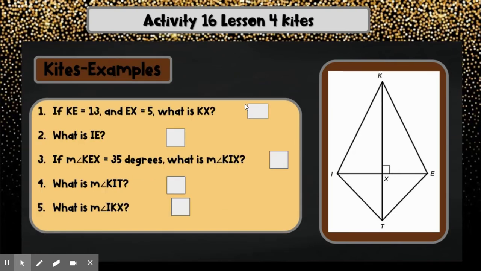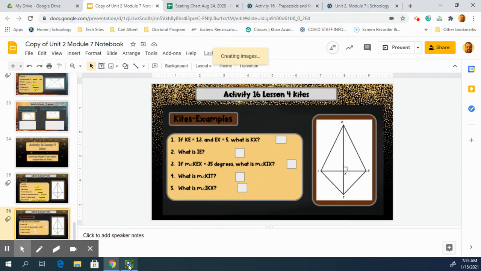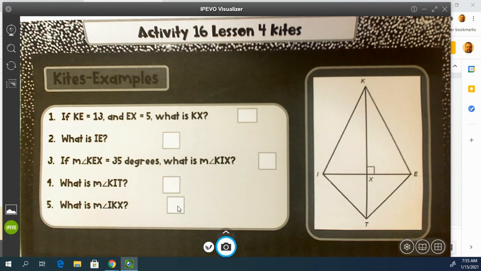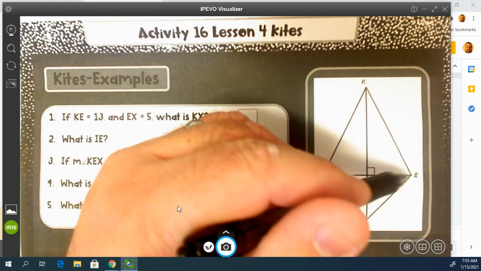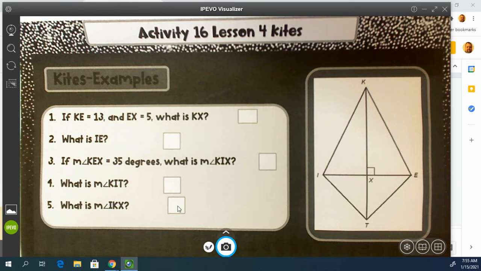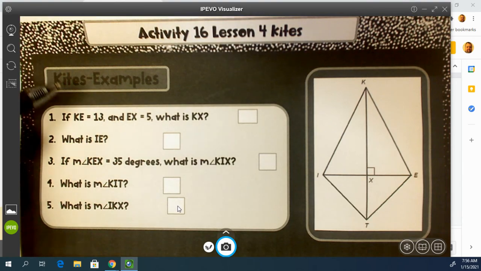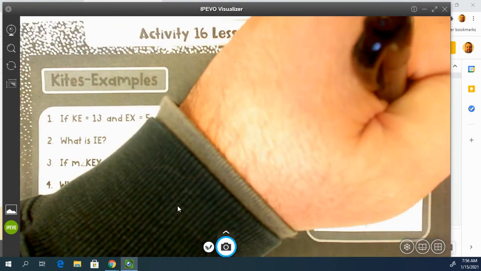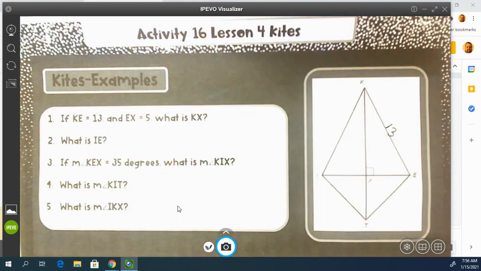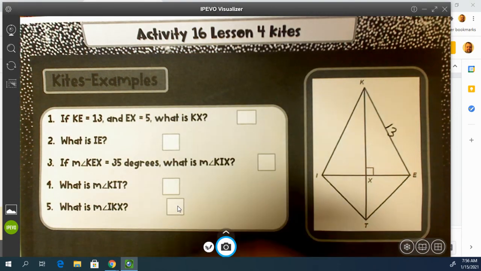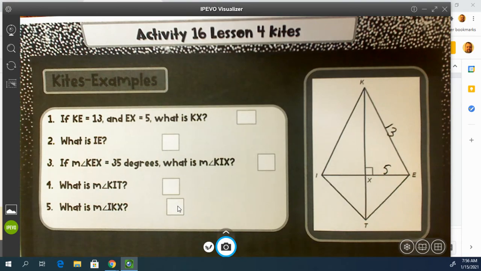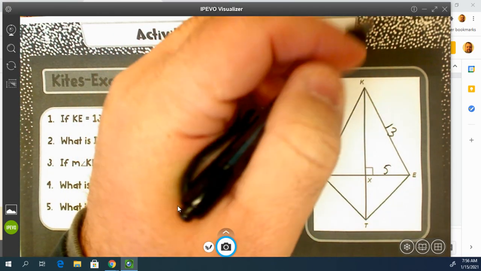So now we're going to look at the example. Now this first example kind of takes us back. I'm going to label some things. If I were you, I would go ahead and draw this back out so you can write on it. That's the best thing I can always do to make sure I know what I'm putting in here is correct. Okay. So this says if KE is 13, EX is 5, what is KX?